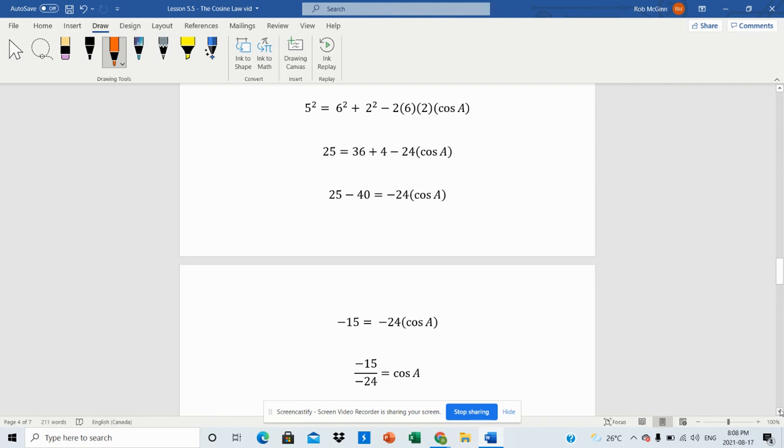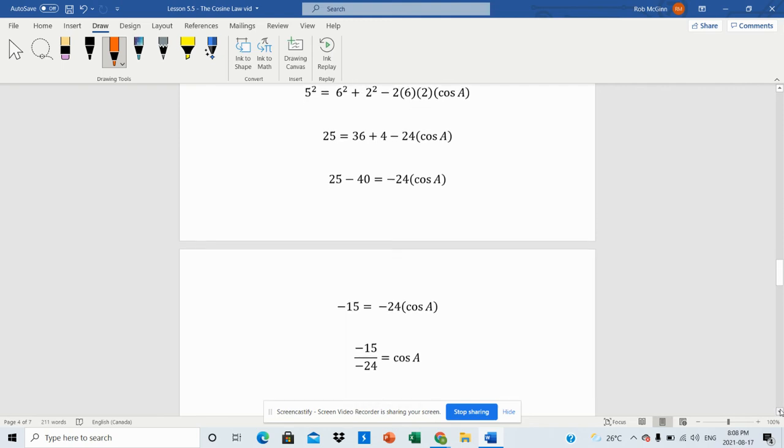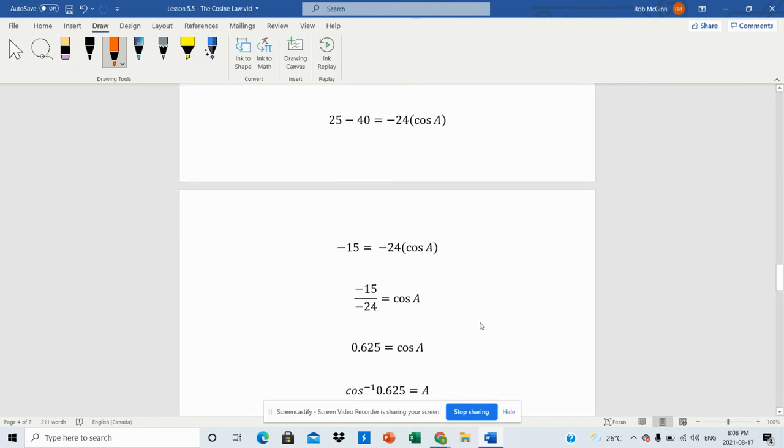So minus 15 divided by minus 24 equals cos of A. A minus divided by a minus is going to give us a positive number. It's going to be a decimal, and in this case, it's 0.625 equals cos A. Now, we've seen these types of questions before.